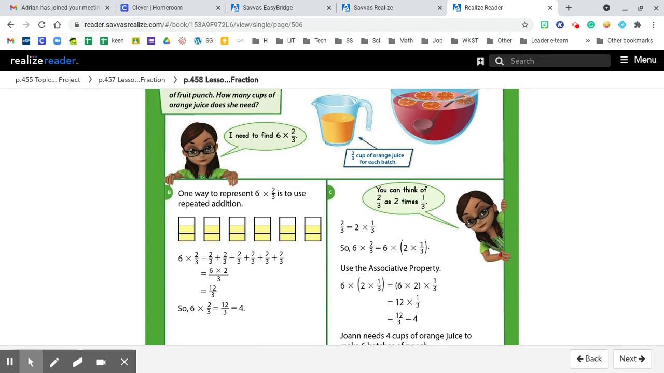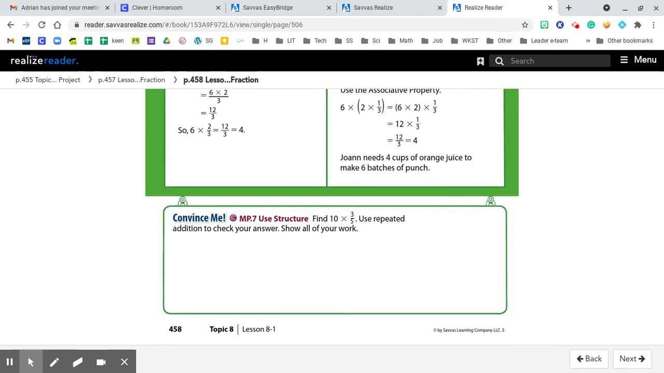Or you can think of 2/3 as 2 times 1/3. So you can actually break it up into 2 times 1/3 and use the associative property to solve that. That's another way to solve the problem. And you can use repeated addition to check your answer and show your work.